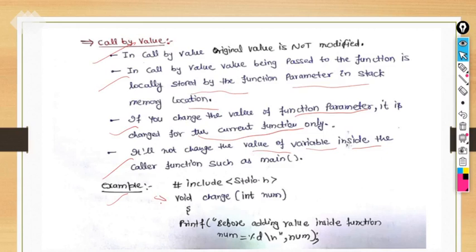First we are defining a function named change. Its return type is void. We are taking num as a variable, which we pass as the formal parameter at the time of definition. This function prints "before adding value inside function num" and the value of num, as it is.